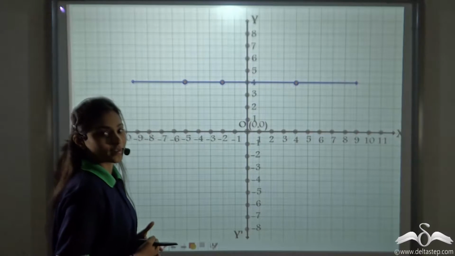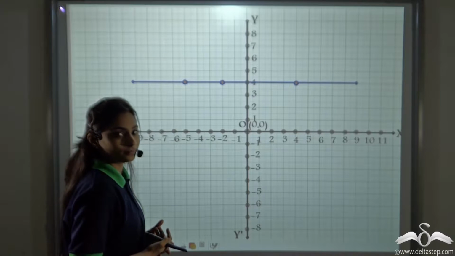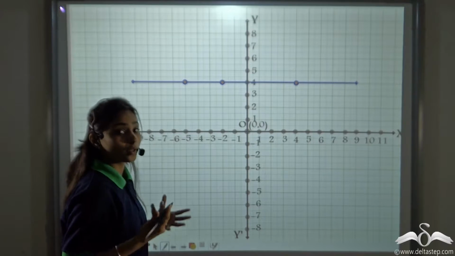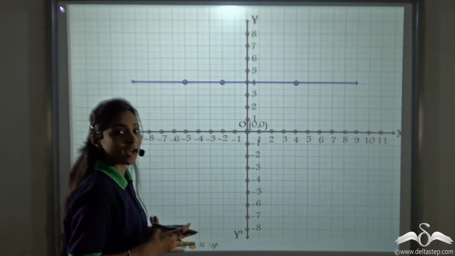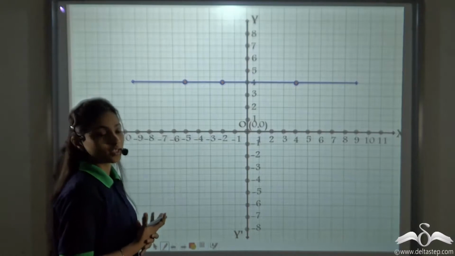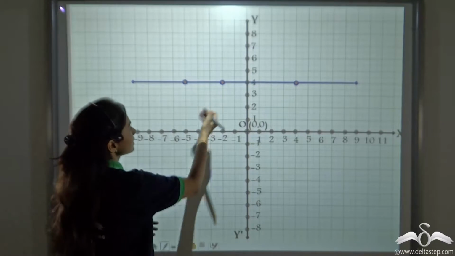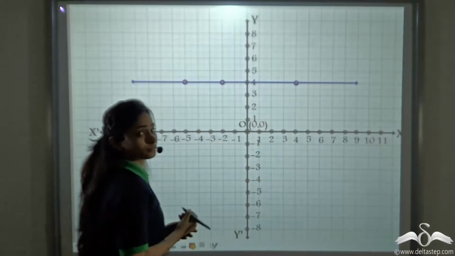Look at these 3 points. Can you tell me whether these 3 points are collinear or not? Well, what is the meaning of collinear? Well, 3 points are collinear if they lie on the same line. So even without looking at the coordinates of these points, you can tell that yes, these 3 points are collinear because they are lying on the same straight line.